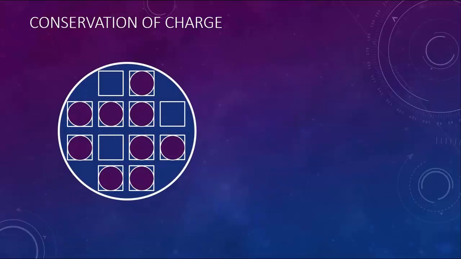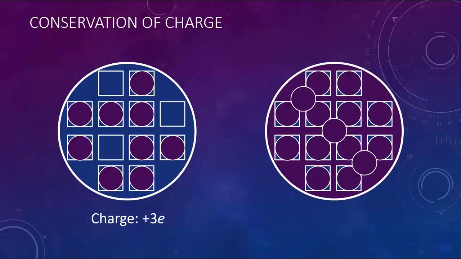Here we have an object with a net charge of positive 3 elementary charges. You can see that there's 3 more protons than electrons. Here's another object with a net charge of negative 3 elementary charges. Here, there are 3 more electrons than protons. The law of conservation of charge does not require that the charge of either of those objects remain the same. What it does require is that the total charge of the system remain the same. Right now, you can see that the total charge of the system is 0. Within the entire system, there's the same number of protons and electrons.